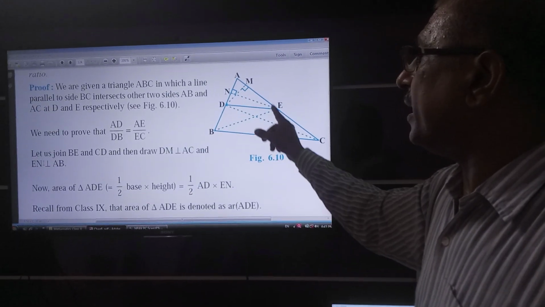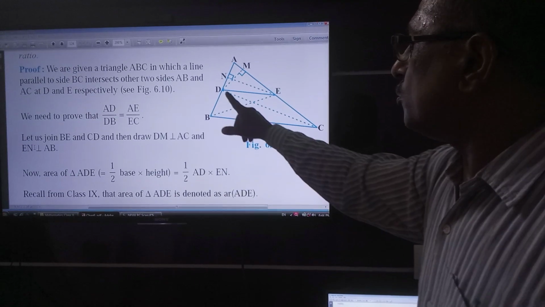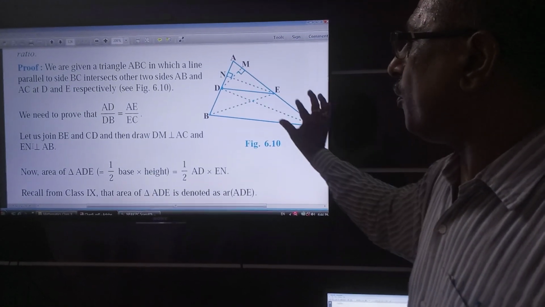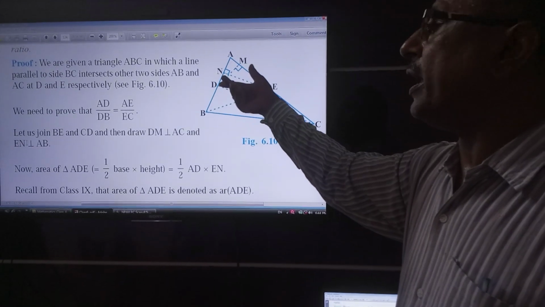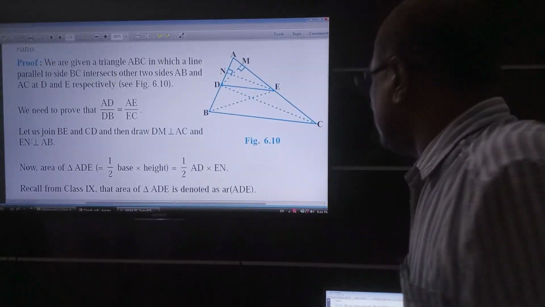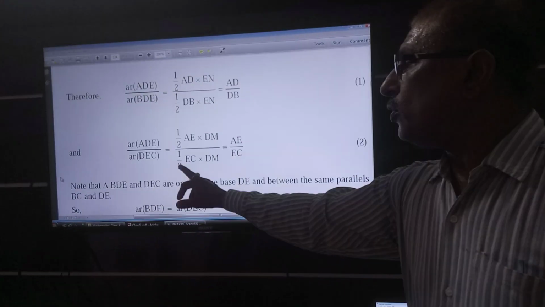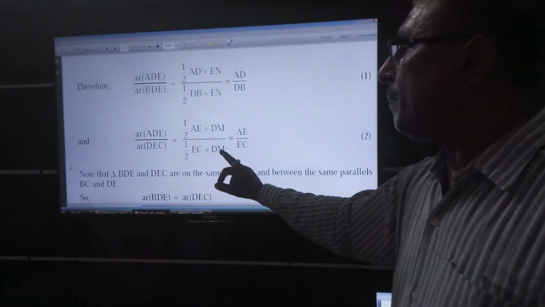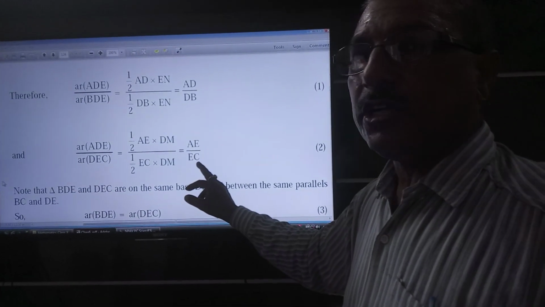This is an acute triangle, so this is the altitude. This is the obtuse triangle, so this is the altitude. For this triangle DEC, an obtuse triangle, this perpendicular will lie outside the triangle. Okay children. So now again see the same process. What will you get? 1 upon 2 cancelled, DM and DM cancelled. You will get AE and EC. So these two ratios you have obtained, children.